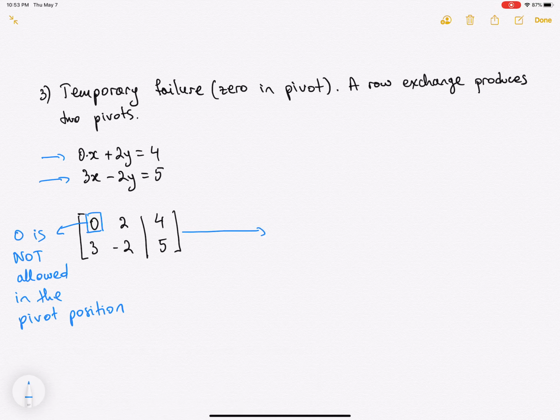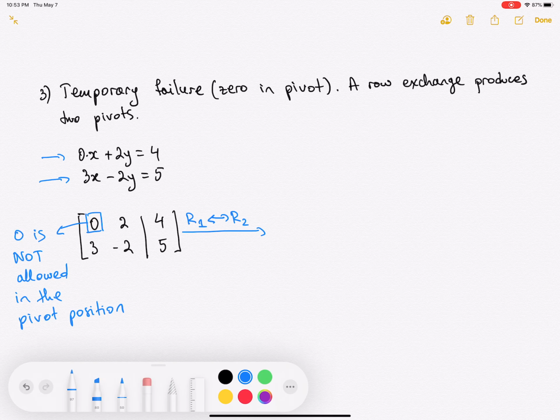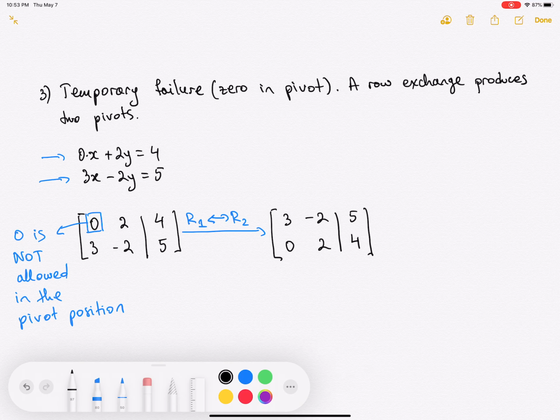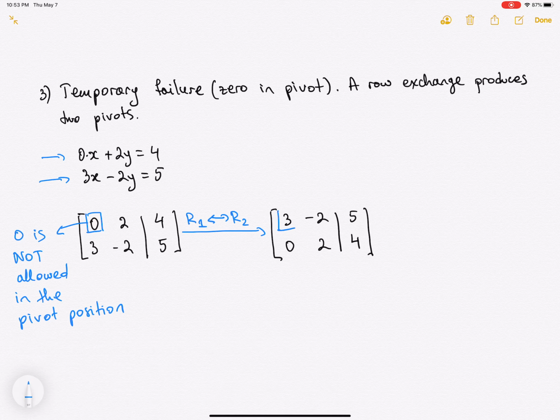I'm going to denote that operation by saying R1 goes into R2 and R2 goes into R1. So that arrow goes both ways. So now my new matrix is 3, -2, 5, 0, 2, 4. And in fact, in this case, elimination is already done. My two pivots are 3 and 2. I can now apply back substitution to solve the system.